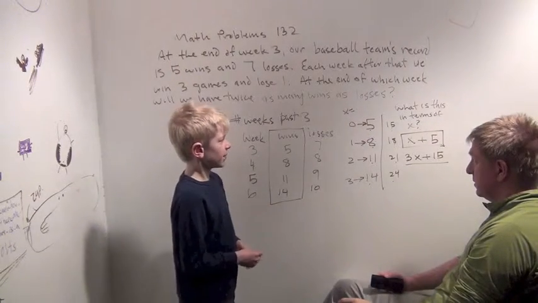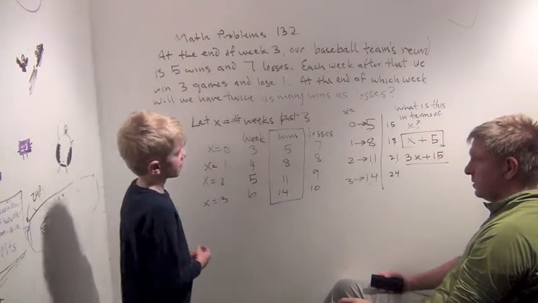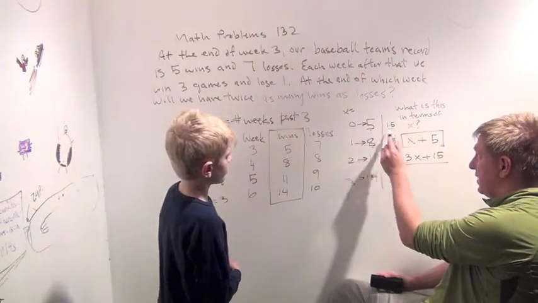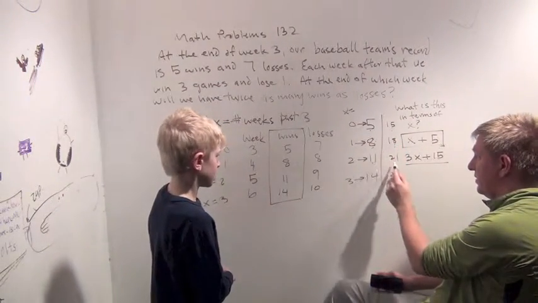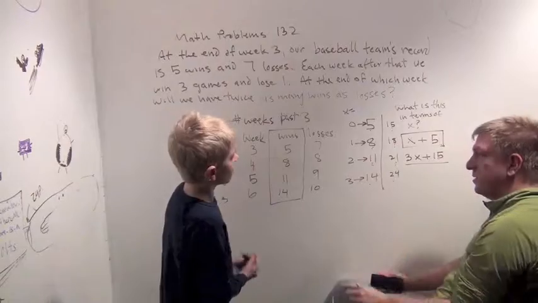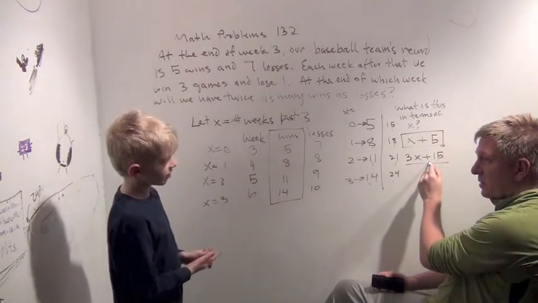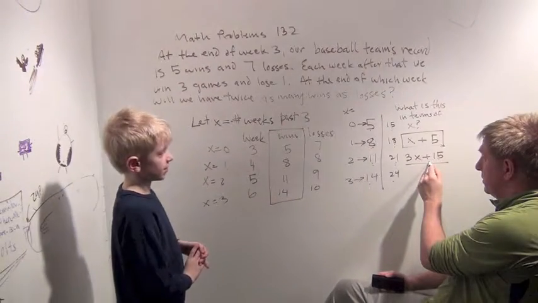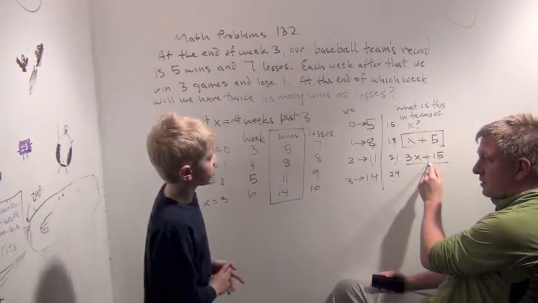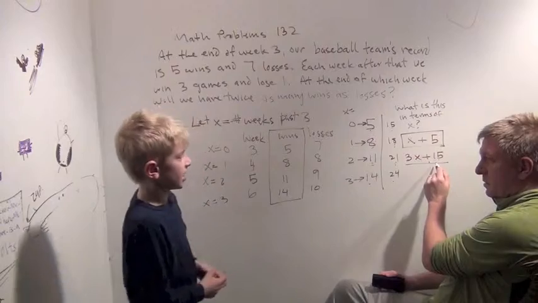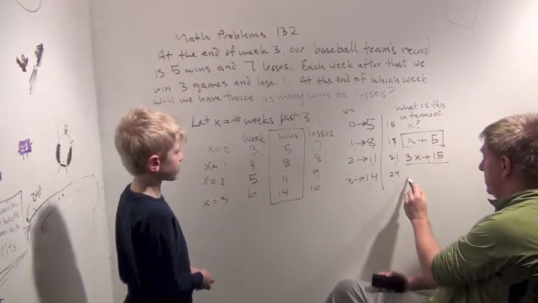5, 15, 8, 18, 11, 21. How do I get from 11 to 21? Oh well, you had 10, so this is 10 too high. You need to subtract 10 from that, so it's 3x plus 5.